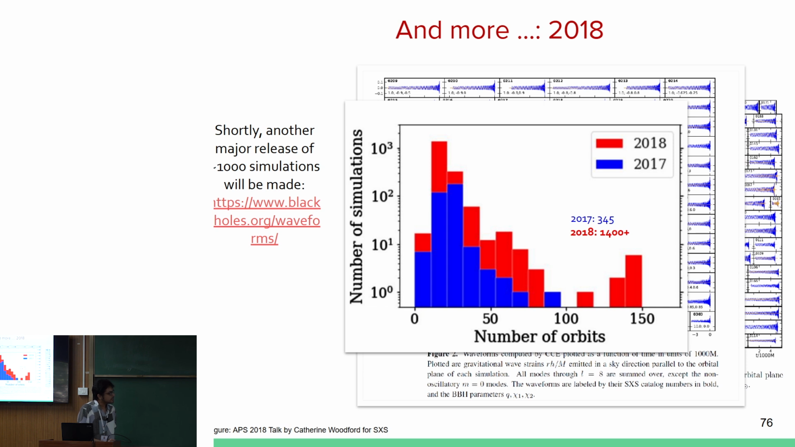So 2018, so 13, 16, 18, another set of simulations. This time, a major push was done to release nearly 1,000 simulations into the public domain. And what is more interesting than the number of simulations is that they were longer than most of the simulations in the past. Some of the simulations were quite long, more than 100 orbits long.